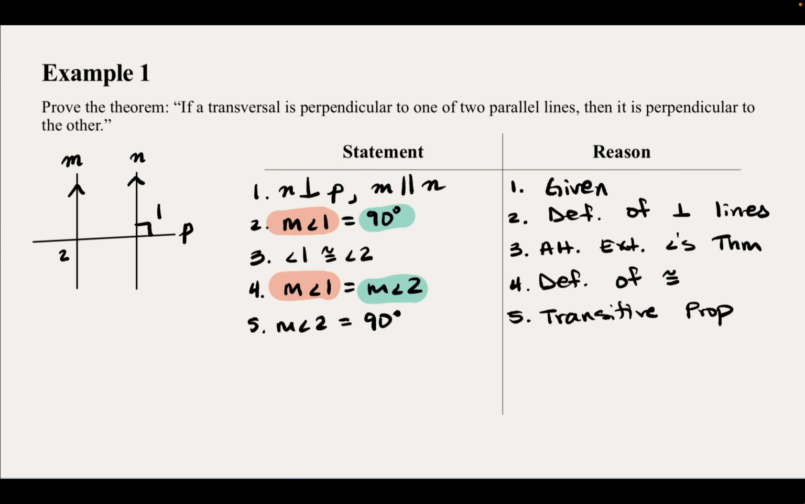Now I've proven that the measure of angle 2 is 90. What does that tell me? That tells me that M is perpendicular to P because of the definition of perpendicular lines. And there is my proof for this theorem. I started off with N and P perpendicular, M and N parallel, and then I worked through to prove that M and P were perpendicular.